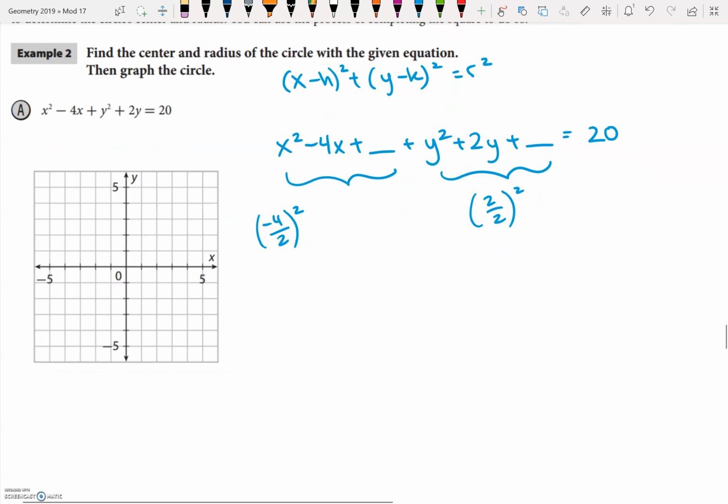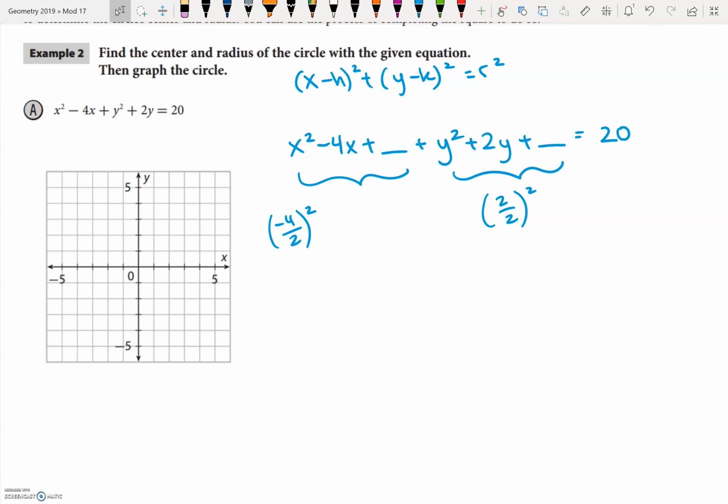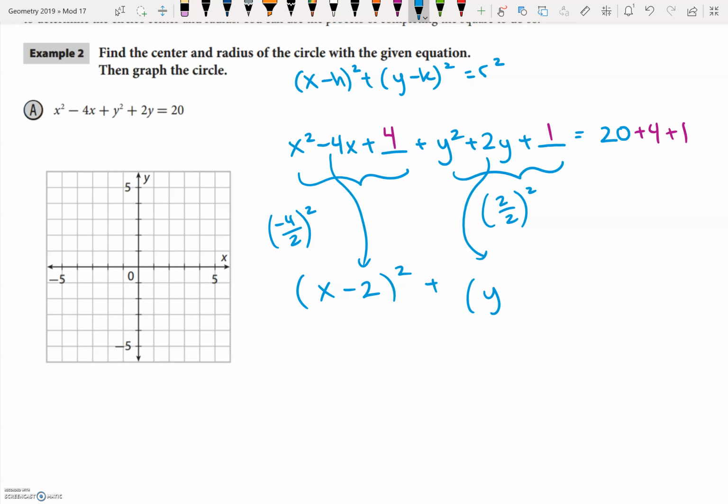Half of negative 4 is negative 2. 2 squared is 4. So we're going to add 4. If I add 4 to one side, I'm going to add 4 to the other side. Half of 2 is 1. 1 squared is 1, so I'm going to add 1 to both sides. Then we're going to write this one as half of negative 4, so (x minus 2) squared, and half of 2, so (y plus 1) squared equals 25.